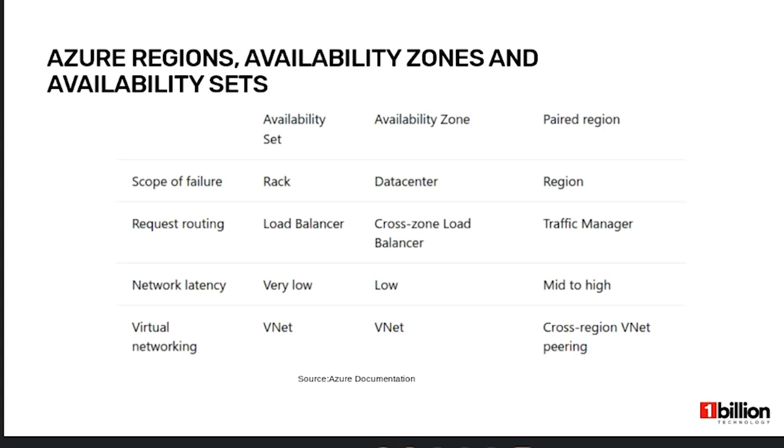This slide is Azure. If you talk about regions and availability zones, if you know AWS, in any region you find availability zones. You've heard that there are a minimum of 3 availability zones in AWS for a particular region. But that is not the same in Azure. In Azure, you can have regions without even availability zones. But there are marked differences.